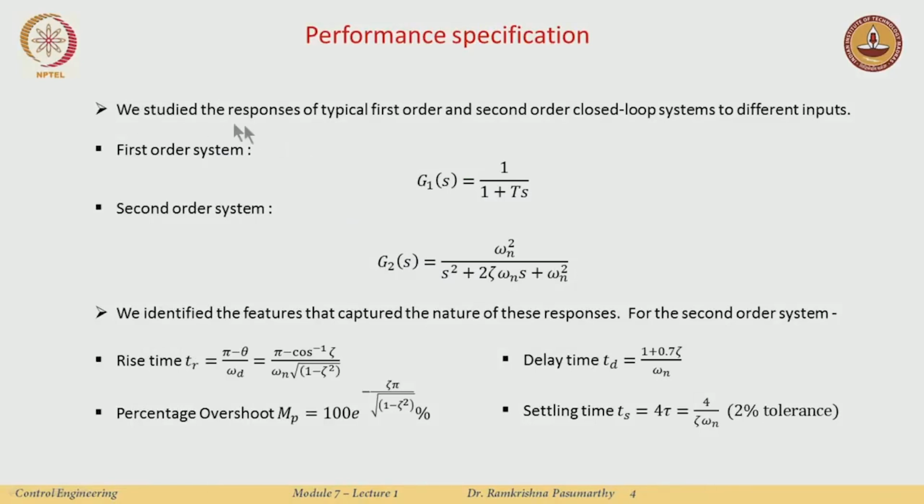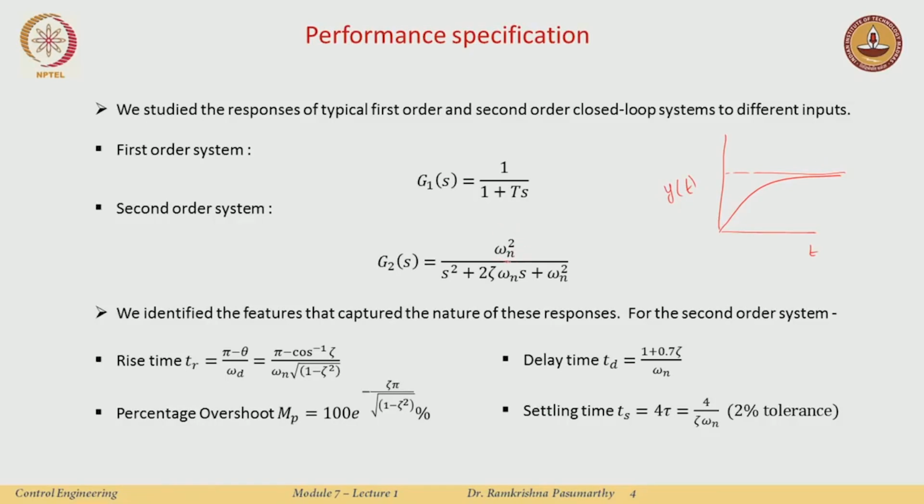So, a typical first order system with some time constant T looks something like this. G1 is 1 over 1 plus Ts, and then its response was typically like this, depending on the time constant, how fast or how slow it was, and it had also inherently some steady state error. So, this is u(t), and let me call this y(t) or c(t), depending on whatever terminology or notation we are using. The second order system was of this form.